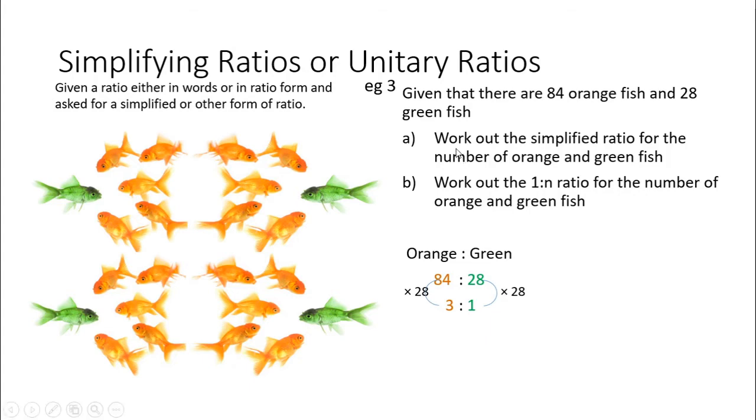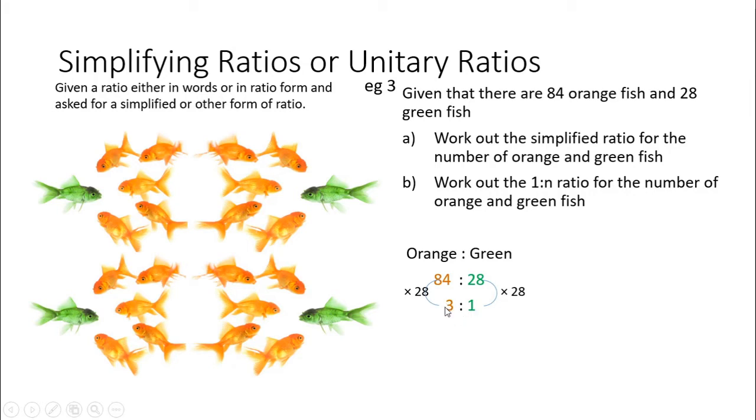So we've got part A, we've got our simplified ratio. Check to make sure you can't divide that down anymore. We can't. They are both whole numbers with no other common factor. Okay, so let's go into part B. Work out the 1 to n ratio for orange to green fish. Now you might make a mistake of saying, oh, this is the 1 to n ratio, but it's not. It's the n to 1 ratio.